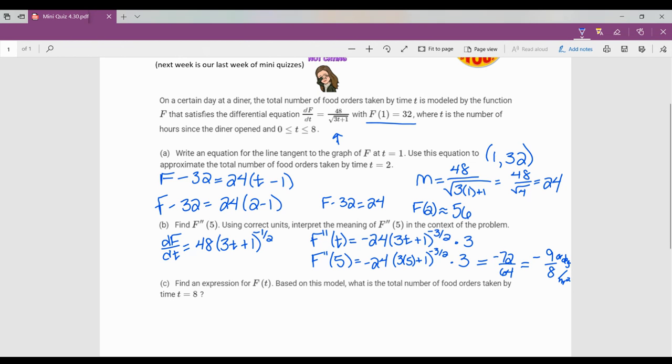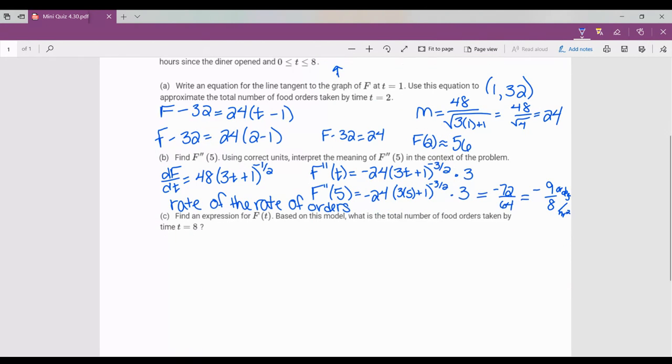But what does this mean? It's the rate of the rate, right? Because it's the second derivative. First derivative is the rate of orders, and then this is the rate of the rate of orders.